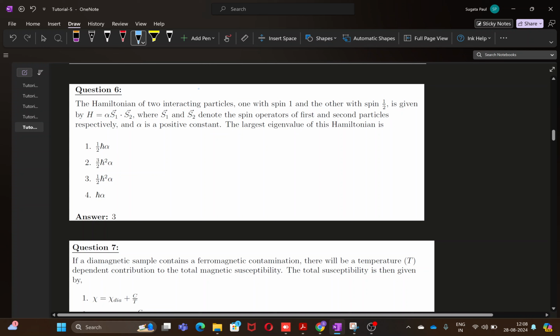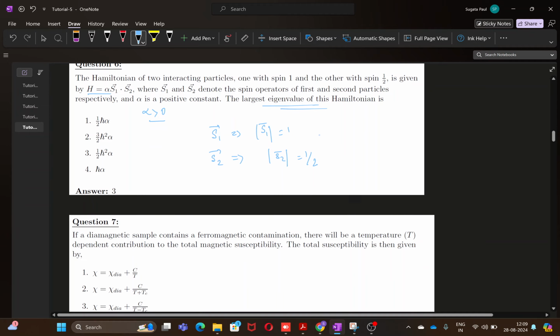So question number 6 is that the Hamiltonian of two interacting particles, one has spin 1 and the other has spin half, is given by H equal to alpha S1 vector dot S2 vector. S1 and S2 denote the spin operators for the first and the second particle. Alpha is a positive constant, then the largest eigenvalue of this Hamiltonian is what? So basically S1 is the spin operator for particle 1, and here the spin value, mod S1, equals 1. S2 is the spin operator for the second particle, and the spin value in this case is half. They can interact with each other, that is why this is the interaction Hamiltonian, and here alpha is greater than 0. Then what is the largest eigenvalue of this Hamiltonian?